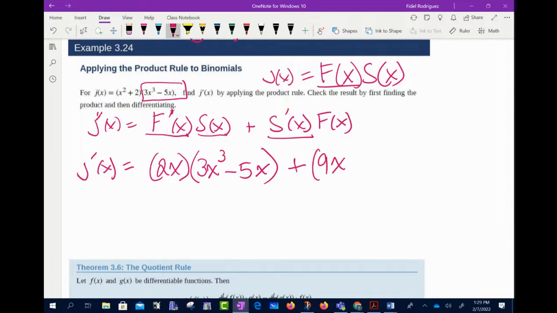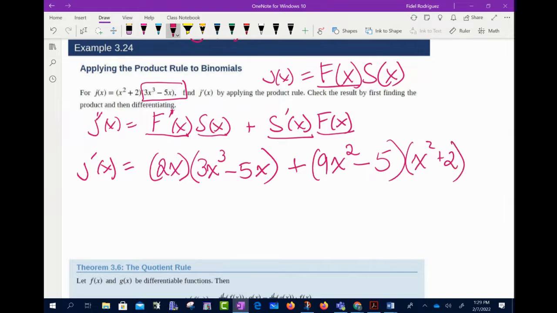9x what? Guess again. 9x what? 9x squared, right? Remember, don't we have to reduce our power by 1? So guys, remember, you bring the exponent down in front, right? But then you always have to reduce your power by 1, okay? Minus, what's the derivative of 5x? Just 5, good. Times the first function. What's the first function?